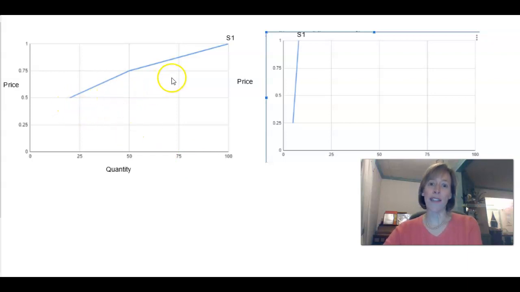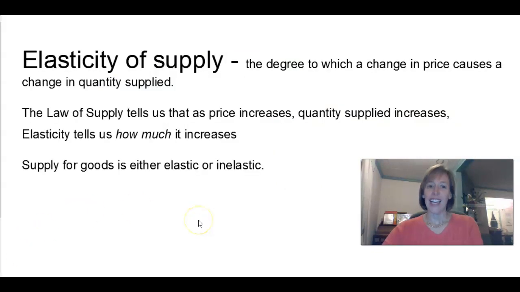We see that the one on the left is much more stretched out, and we see that as price changes, there's a difference in the change in quantity than there is with this graph on the right. This is the elasticity of supply. Let's go ahead and grab your notebook and write down that the elasticity of supply is the degree to which a change in price causes a change in quantity supplied. The law of supply tells us that as price increases, the quantity supplied increases. Elasticity tells us how much it increases.